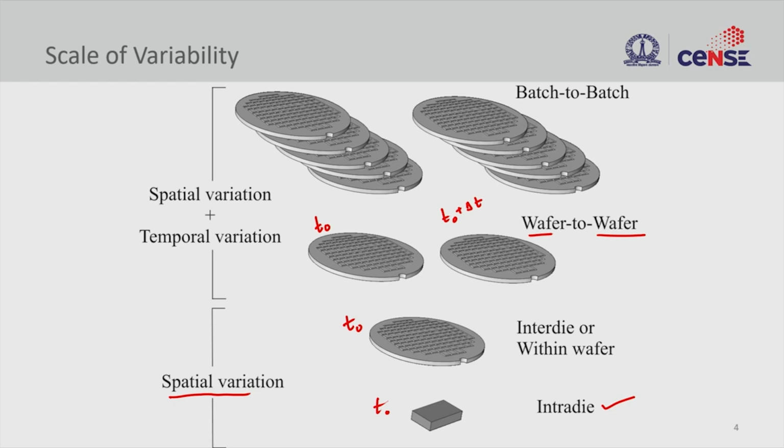So wafer to wafer, batch to batch. A group of wafers is called a batch, okay? And the number of wafers depends on the fabrication unit, so it can be anywhere from 5 to 50 as a single batch. So within the batch you might have some variability, but batch to batch you will also have variability. So this is where you have both spatial variation and temporal variation. So the variability becomes harder and harder to mitigate.